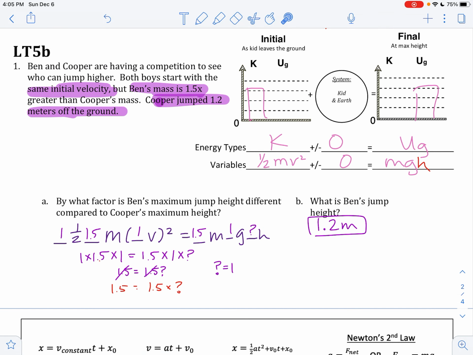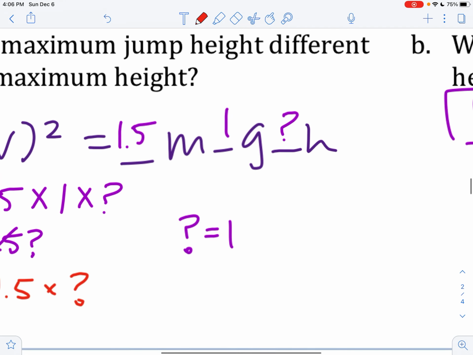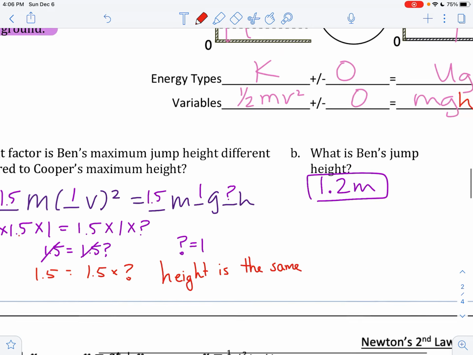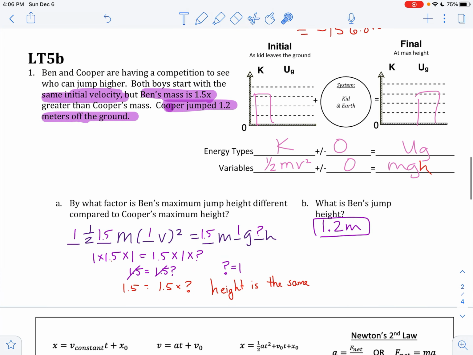Now, I'm like, I did all that work for nothing. Does that make sense, though? If they have the same initial velocity, if their masses are different, should they jump the same exact height? So let's write our answer here. Height is the same in this case. Otherwise, we'd write like 1.5 times more or 0.5 times as much.